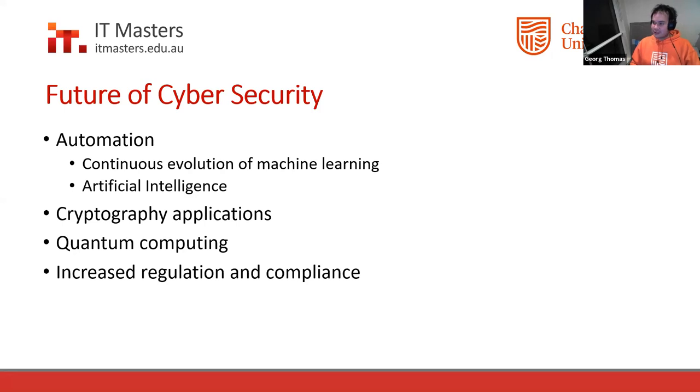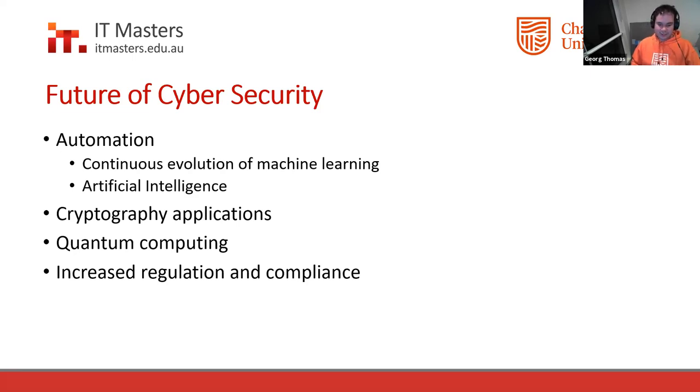And then I guess finally on this one, increased regulation and compliance. So we've seen the notifiable data breaches scheme amendment in Australia, the amendment to the Privacy Act, where organisations that have a privacy breach have to report it to the Privacy Commissioner. We've seen in Europe the General Data Protection Regulation, which came in 2018. In Australia, we've also seen CPS 234.